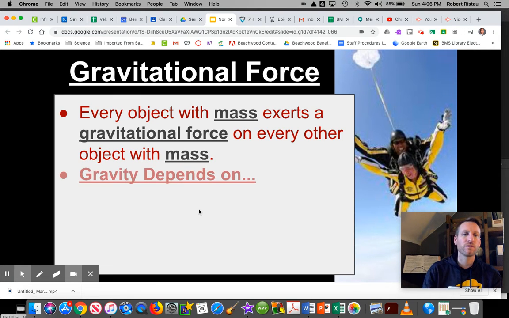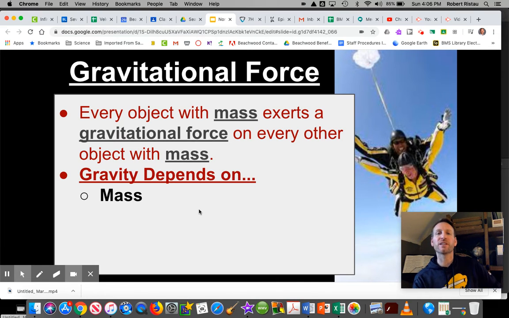Now, we don't really recognize that gravitational force, because the force of gravity depends on the mass of that object. Even though we do exert a gravitational force on other objects, it is so incredibly small that it doesn't affect the other objects. It's not noticeable by the other objects. It's not noticeable by us.